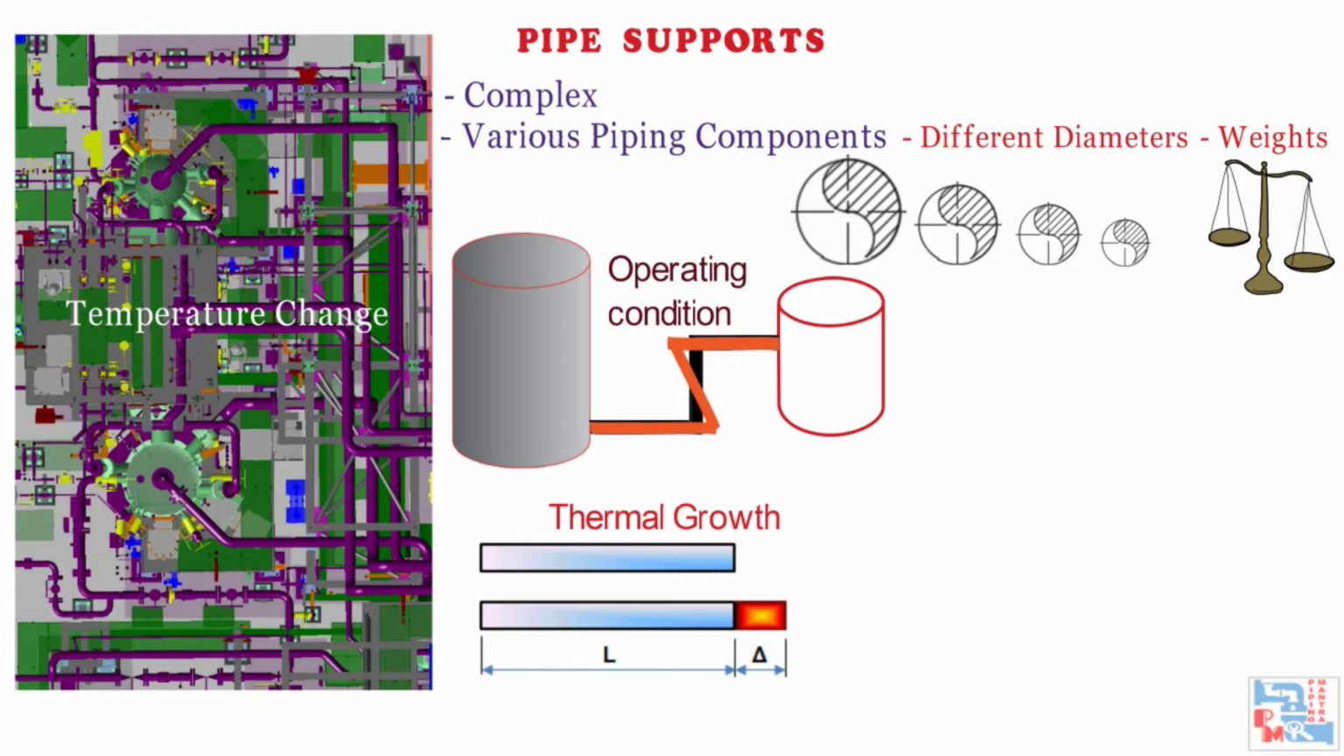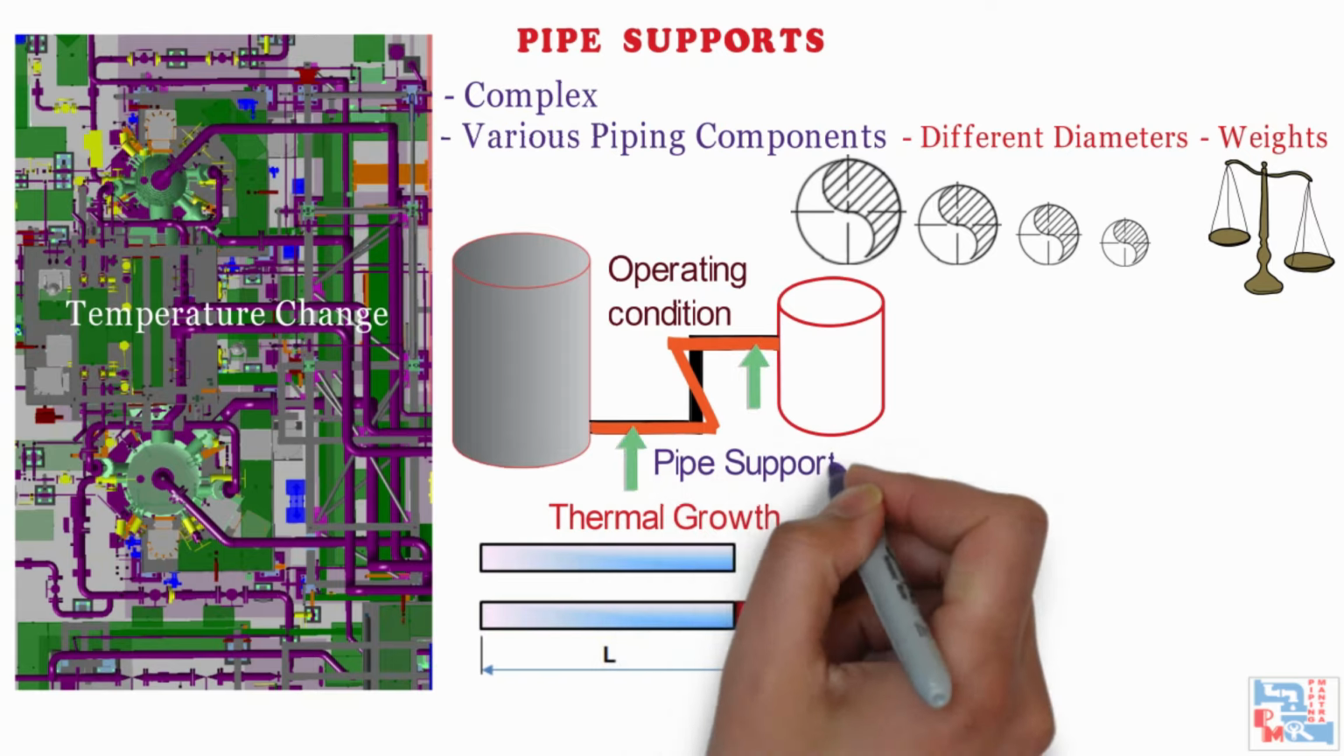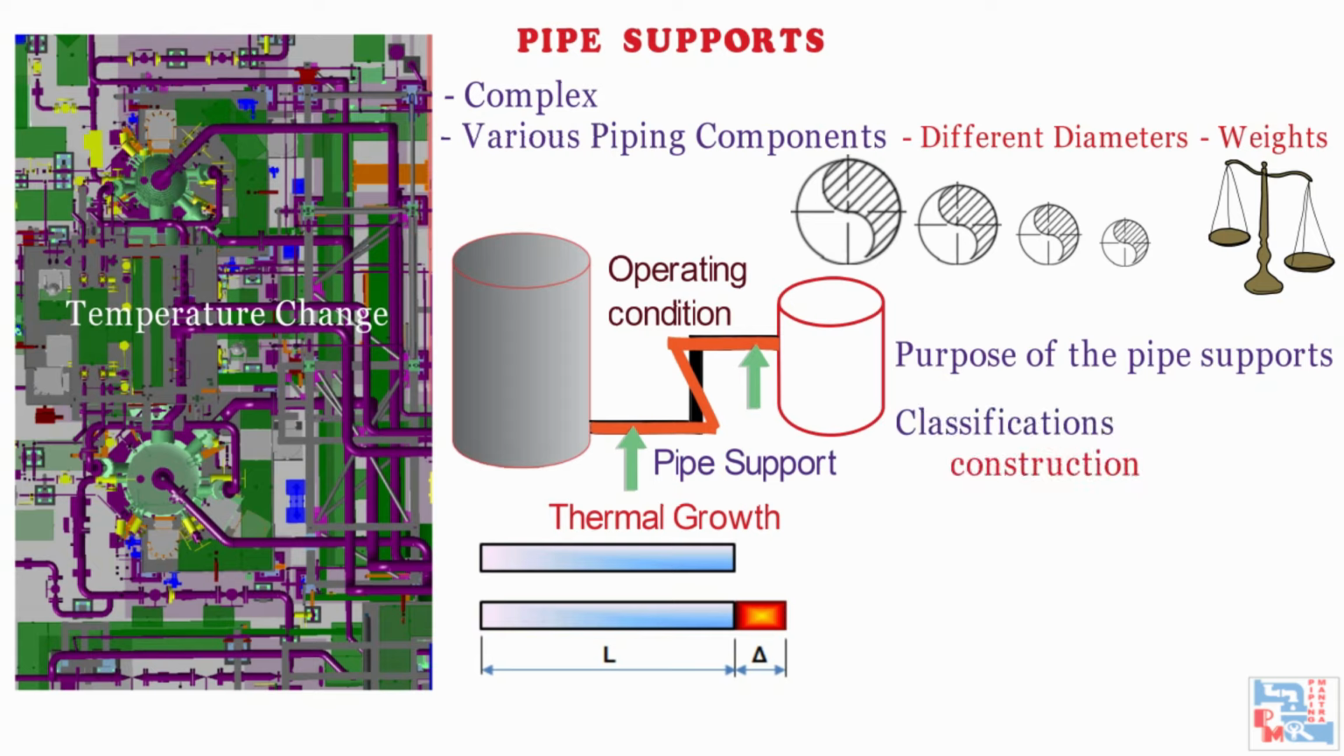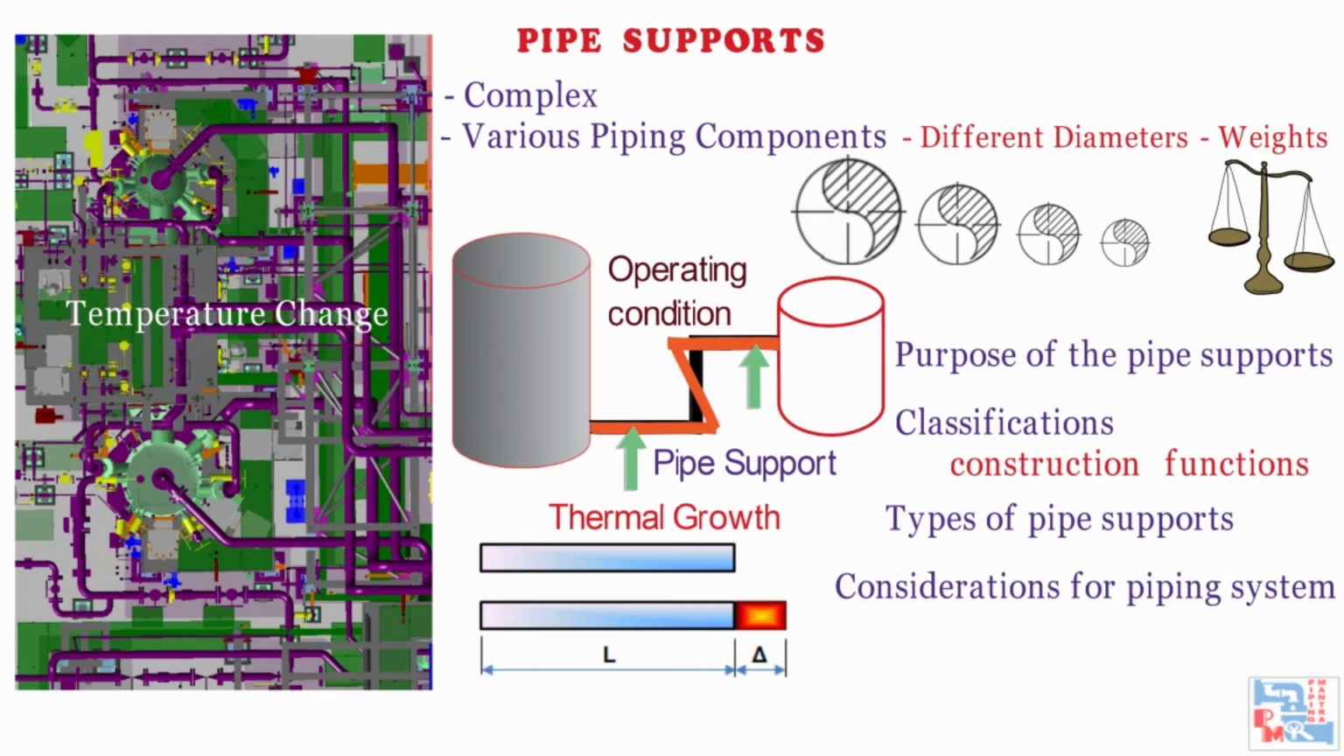This is generally accomplished by providing external attachments known as pipe supports at various locations of the piping profile. In this video, we are going to see the basic purpose of the pipe supports, classification based on construction or functions, and a few typical types of pipe supports along with general consideration of pipe support for different piping systems.